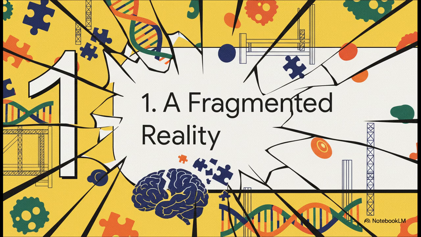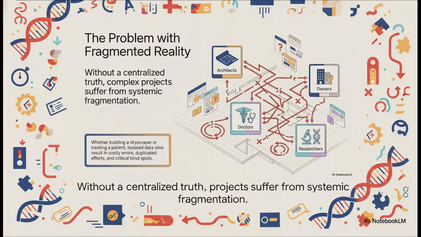To really get the solution, first, we've got to wrap our heads around the problem they both share. And that problem is a fragmented reality. Think about it. In any huge, complex project, when teams work in their own little bubbles, in silos, you get chaos. It doesn't matter if it's architects with blueprints, doctors with patient data, or researchers with trial results. Pretty soon, everyone has their own version of the truth. And that leads to really costly errors, people doing the same work twice, and some seriously dangerous blind spots. It's a universal problem of information breakdown.